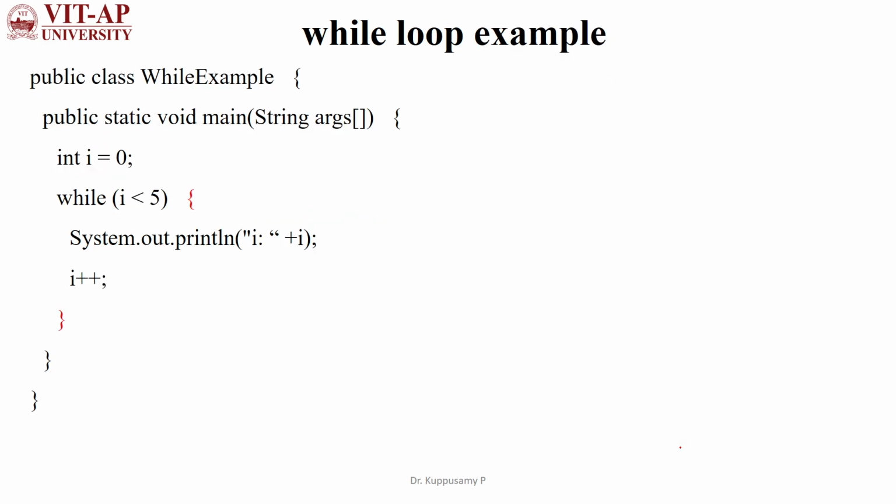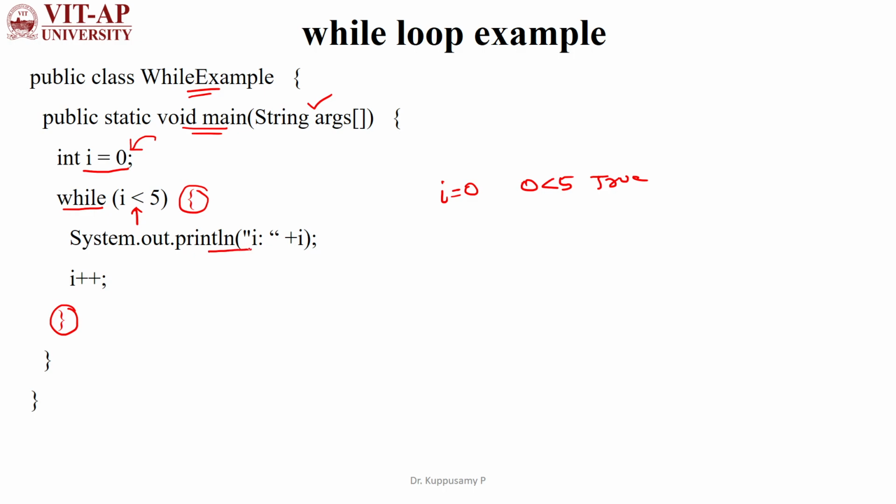Now we will see the example here. A class is created and the main method is defined here, which is taking the command line arguments in the string data type, and an integer variable i is declared and initialized with value 0. Now the keyword while is given, then the condition i less than 5. Now i equals 0. The condition is checking here 0 less than 5, which is true. Once it is true, the statements inside the while loop are executed.